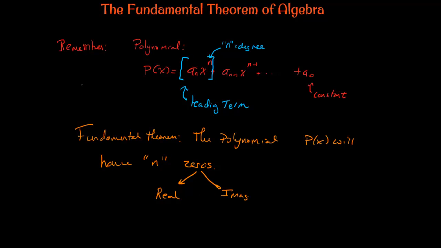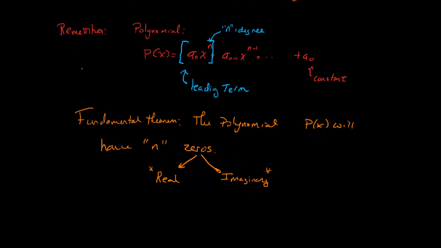A lot of times, the way that we define the fundamental theorem, they say it's going to have n complex zeros, where the complex portion is present for the imaginary zeros, and the complex portion is equal to 0 for the real zeros. But I like just to remember that if you have an nth degree polynomial, you're going to have n zeros. So let's go ahead and look at some examples and see how we can evaluate this.